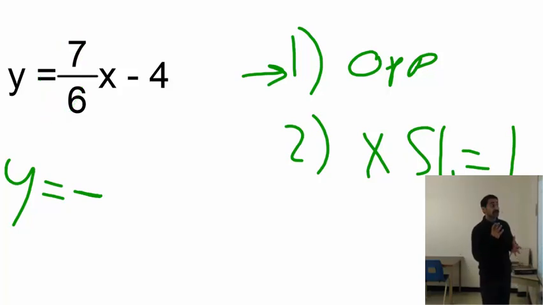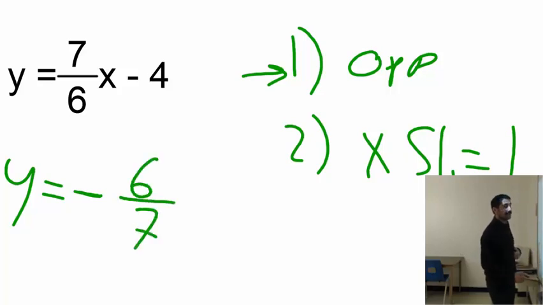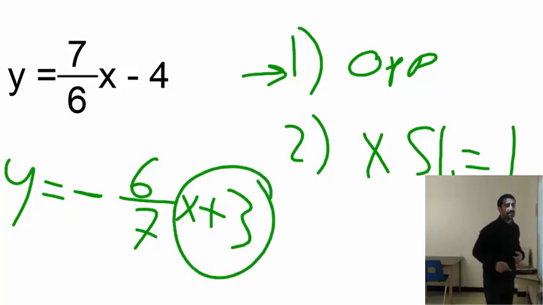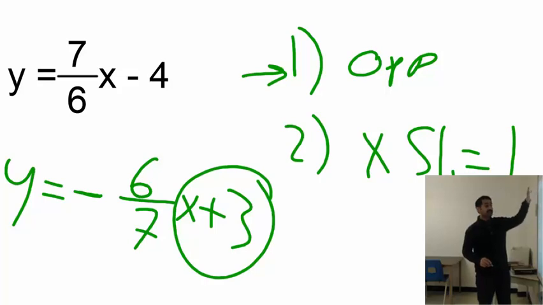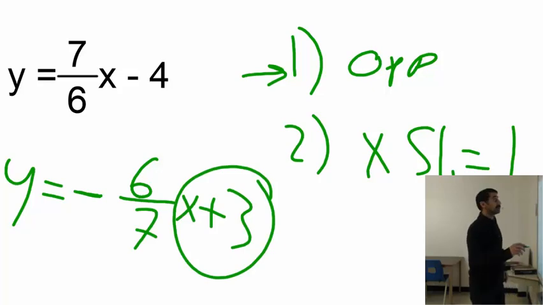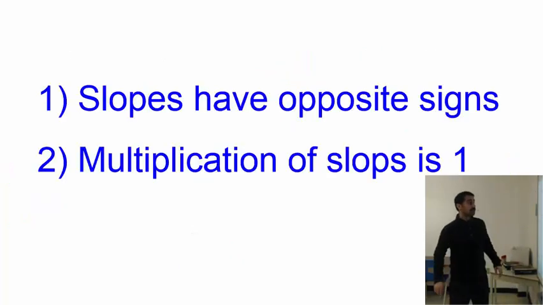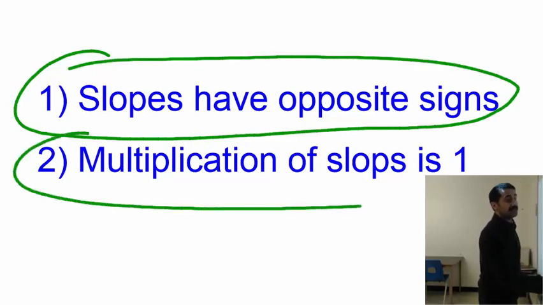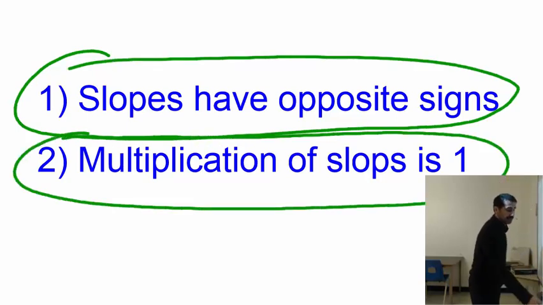And the multiplication of the slopes is supposed to be 1. That means we are going to flip the fraction here. 6 goes up, 7 goes down, and x plus 3, I'm going to say. This part is not important. You can say any number there, but that will make two lines perpendicular. Alright, so let's remember the rule. Slopes must have opposite signs, and the multiplication of the slopes is supposed to be 1.